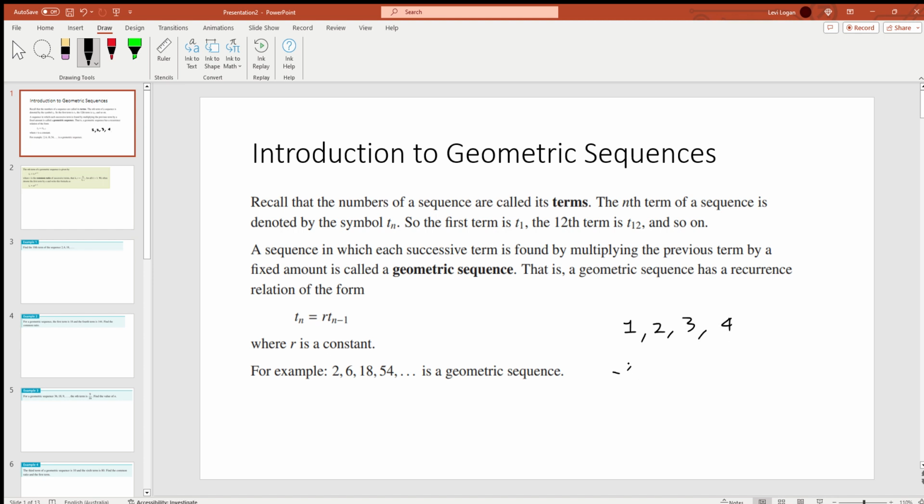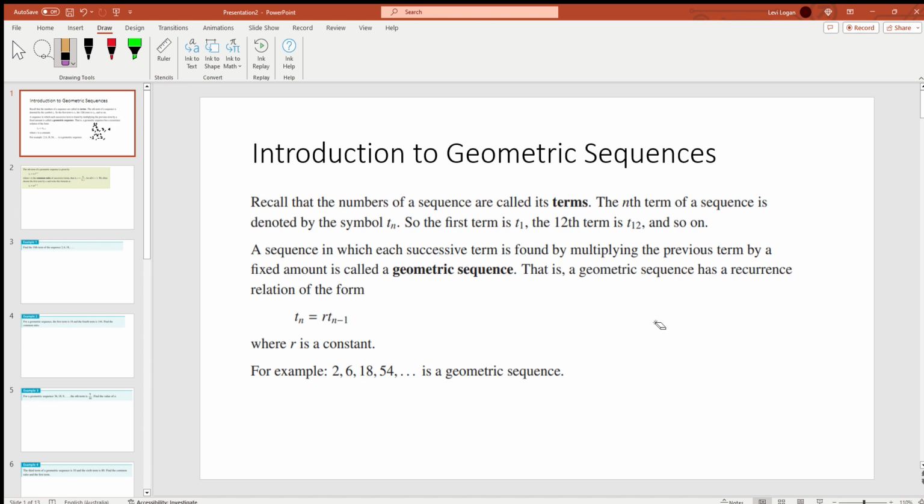We also had -1, -2, etc. and stuff like that. As you can see, it's increasing or decreasing by a constant amount. So for example, here it's going by +1 and here it's going by -1. A geometric series is basically that. Instead of adding or subtracting, it's multiplying or dividing.